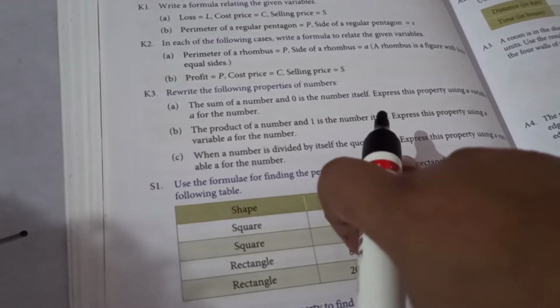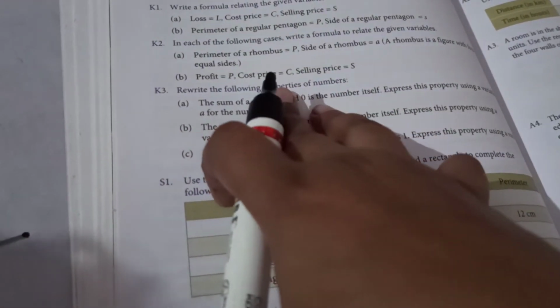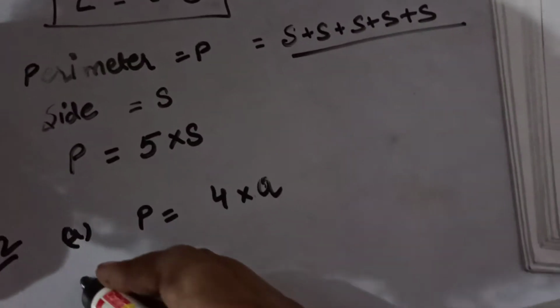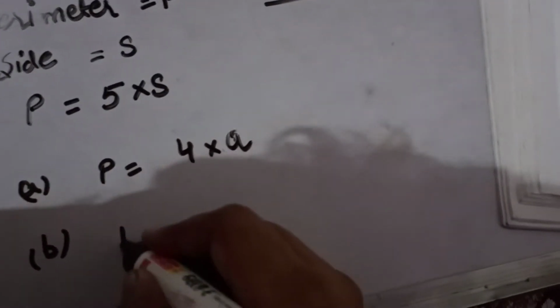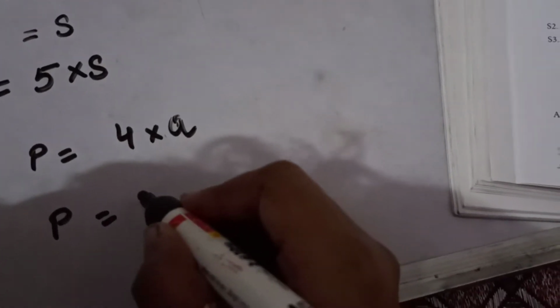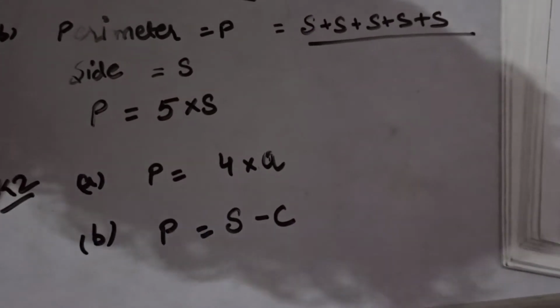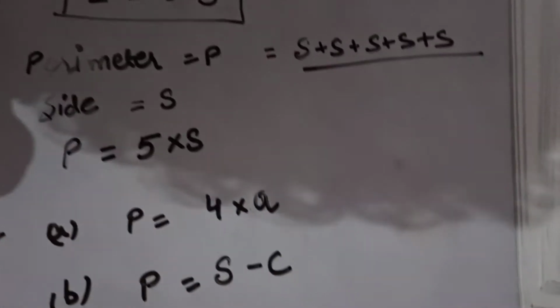After this, B part, profit P, cost price C and selling price S. So the formula of profit equals selling price minus cost price. So P equals S minus C. These two parts clear to everyone?